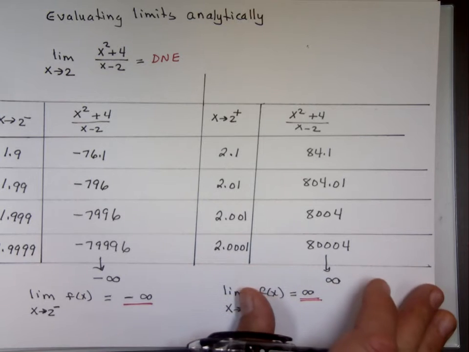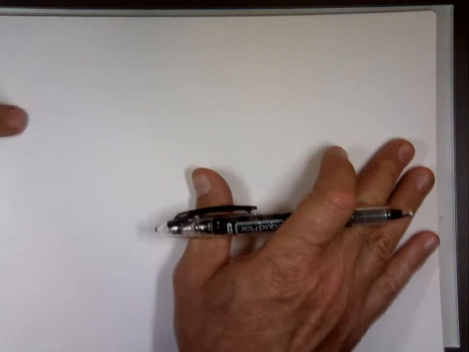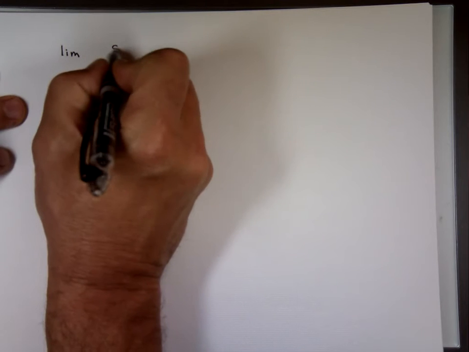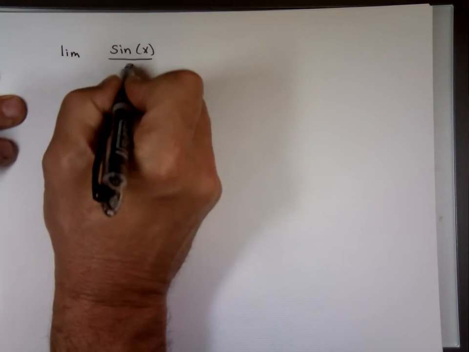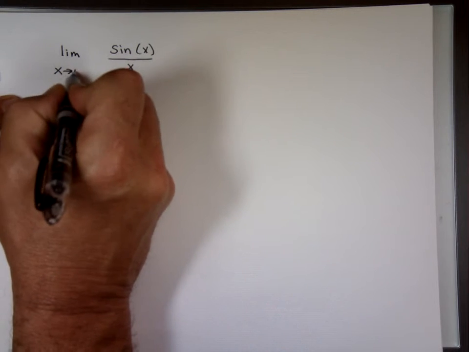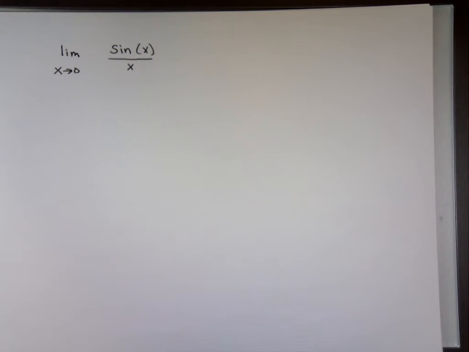Let me try another one that we're probably not familiar with. This is actually one of those special cases. We'll get to it. What's the limit of sine of x over x as x approaches 0?